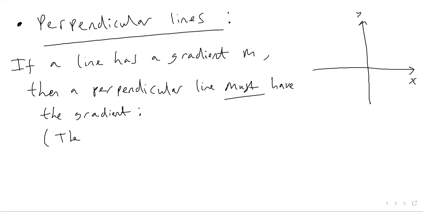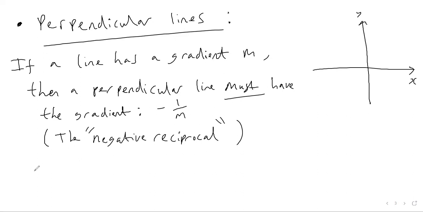And in terms of perpendicular lines, let's say you've got an equation of a line, y equals mx plus c, where the gradient is m. Then a perpendicular line must have the gradient minus 1 over m. Another term you may hear for this is the negative reciprocal. So if you've got an equation of a line and you want to find the gradient of the line perpendicular to it, you must do 1 over that gradient and then put a minus sign in front of it.